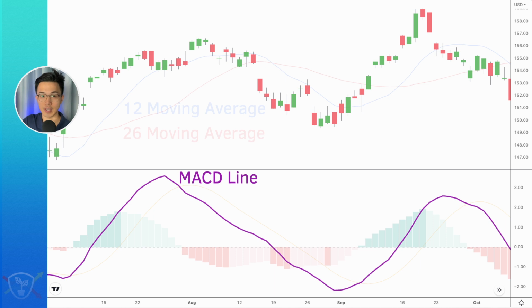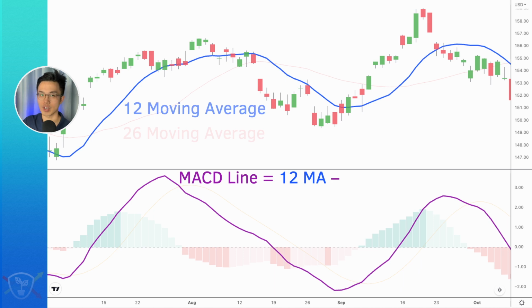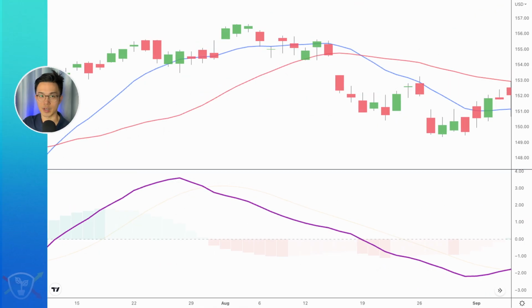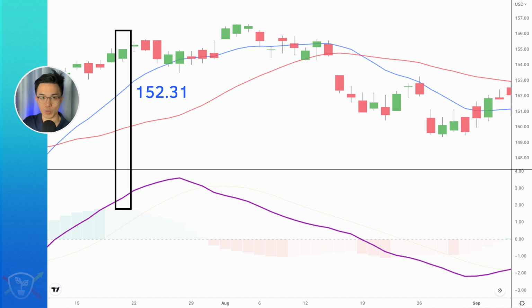Basically, this is the difference between the two moving averages that we have on the chart. It is the 12 moving average minus the 26 moving average. In this example here, the 12-period moving average is 152.31. And the 26 moving average here is 149.89. So the MACD number that we derive is the difference between the two, and it's 2.42.